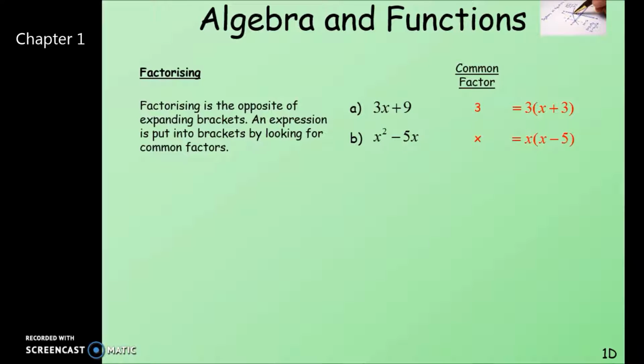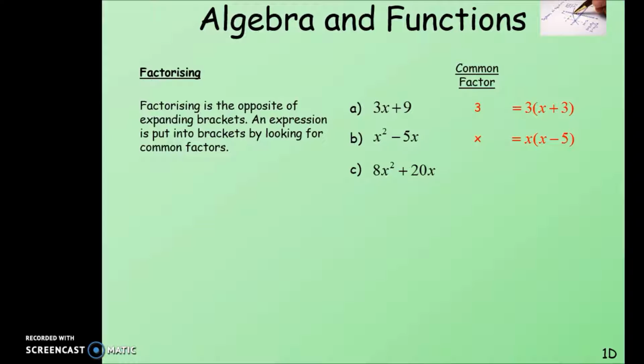So we'd end up with x times x minus 5. And again, you can check by expanding this bracket, you should end up with the terms that you started with. Part C, have a go at this one. Think about the numbers first and then look at the letters. Pause the video and have a go.